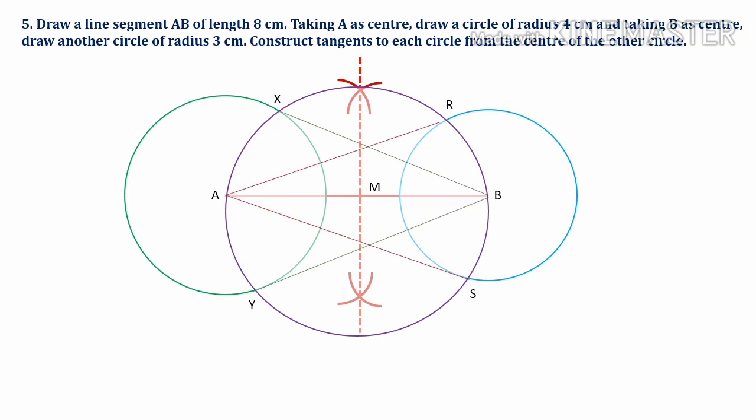Now the tangents we have drawn from the center of the first circle are drawn towards the second circle with center B, and again from the center of the second circle we have drawn tangents to the circle with center A. So XB, YB, AR and AS are the required tangents. So this is the rough plan, and by using this one we will draw the actual one.